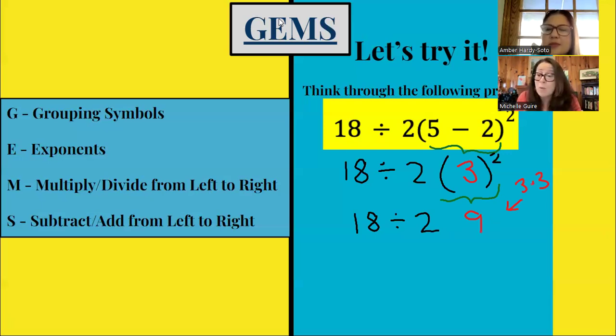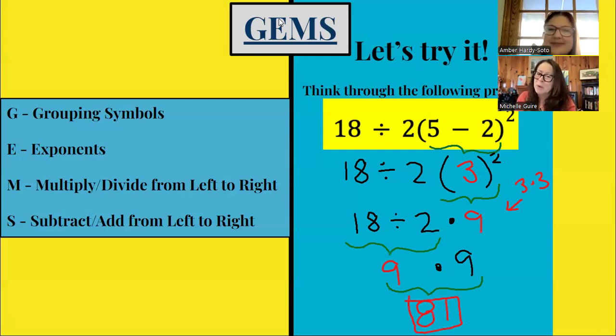So what do we do next? Well, we have multiplication and division, and when we look at our GEMS, it says we multiply and divide from left to right. So starting at the 18, we're going to do 18 divided by 2, where we get 9. Then we're going to multiply by 9. 9 times 9 is 81. And we're done. We're going to go ahead and box that up, let our facilitators and our peers know what we got. And we get an 81.